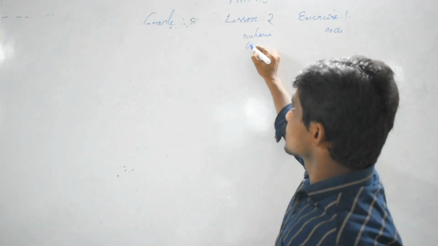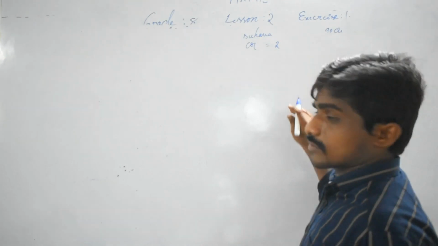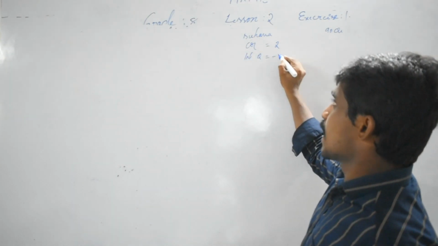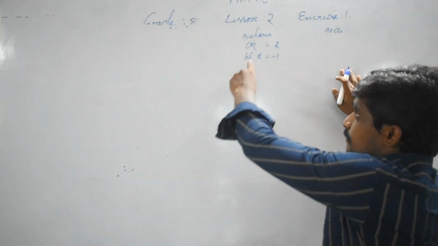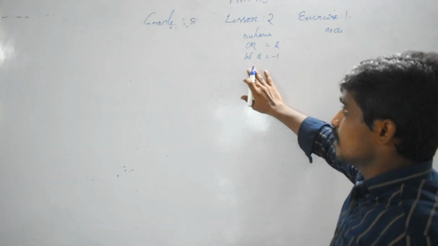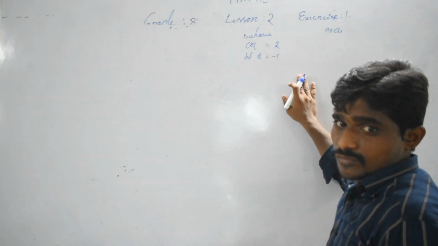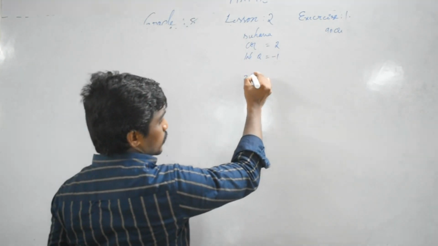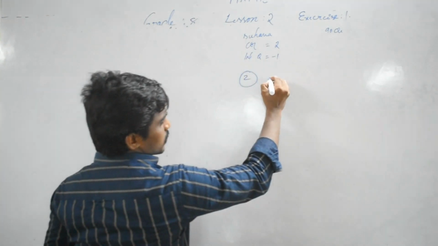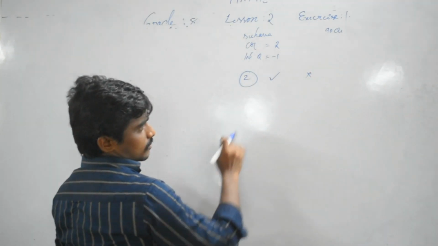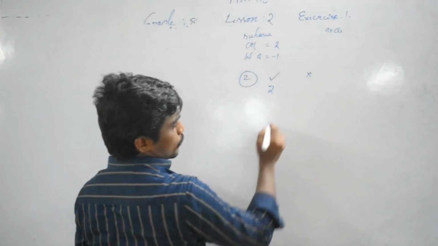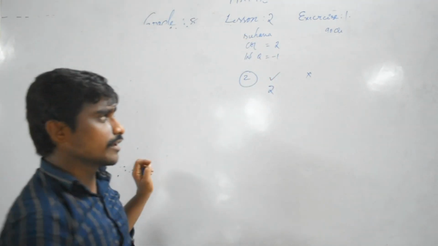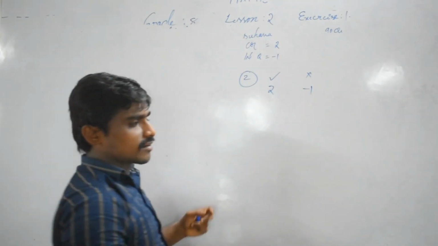Every correct question gets 2 marks. Every wrong question gets minus 1 mark. Clear? Every correct question 2 marks, every wrong question minus 1 mark. For example, suppose Sohana attempts only 2 questions. One question is the right answer, one question is the wrong answer. Every right answer gets 2 marks, and every wrong answer has 1 mark reduced.